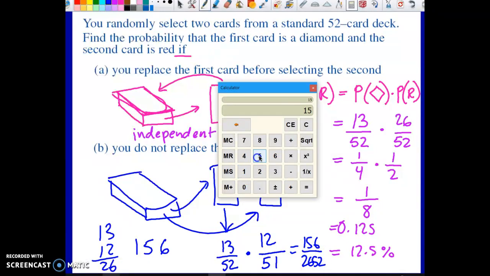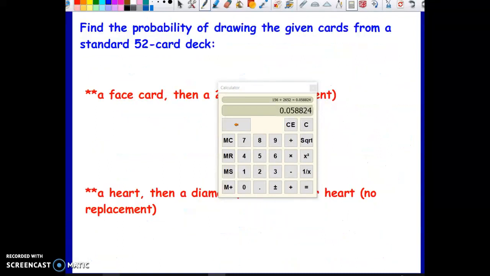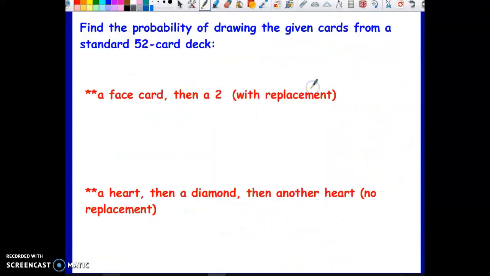All right, let's see what that is as a decimal. 156 divided by 2652 is 0.588, so it'd be 0.059 or 5.9%. Not a great chance if I take the cards out. Okay. All right, let's go to the next one.